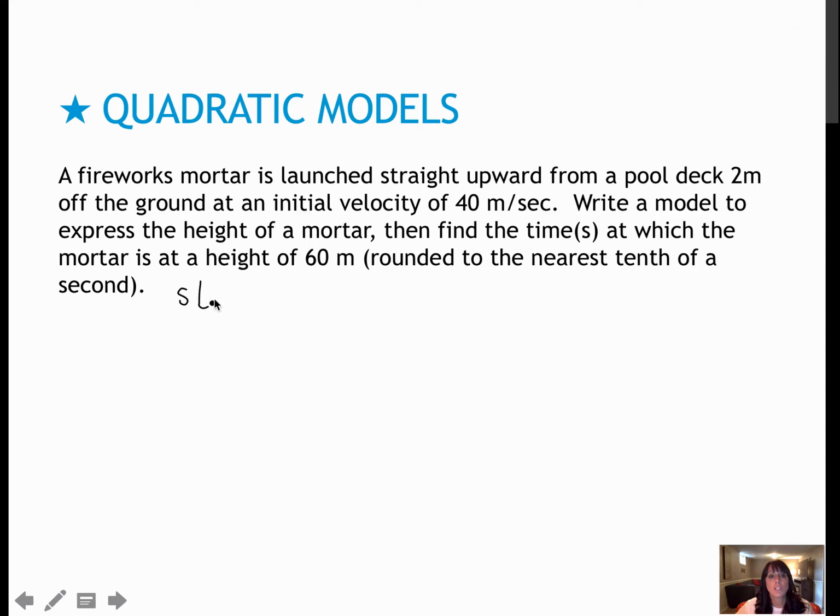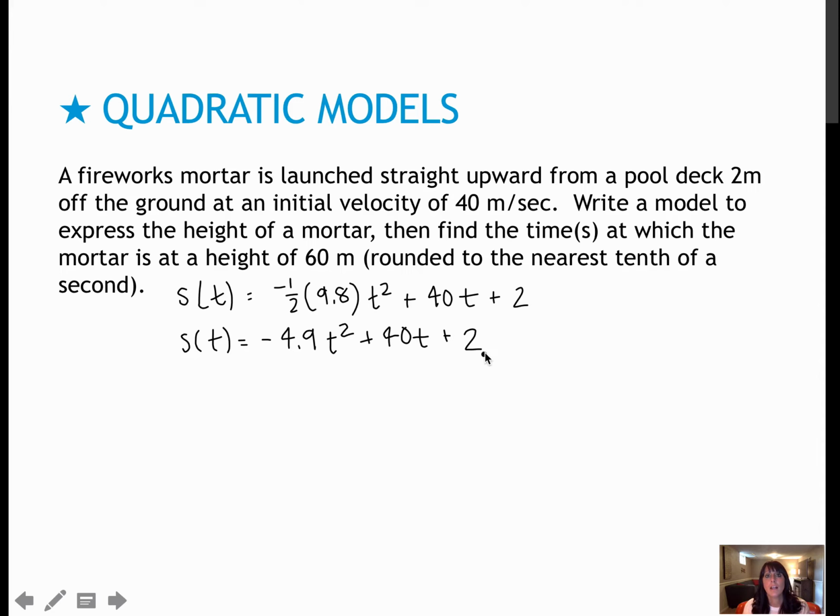So again, I'm going to start by writing my position function, which is s of t. In this case, notice everything is in meters rather than feet. So when I use my -1/2, I'm going to use 9.8 rather than 32 t squared. The initial velocity is 40 meters per second. The initial height is 2 meters. Do a little bit of cleanup there. And now I'm going to find, based on my little cleaned up equation, at what time, so again I'm solving for t, time or times, the mortar is at a height of 60 meters.